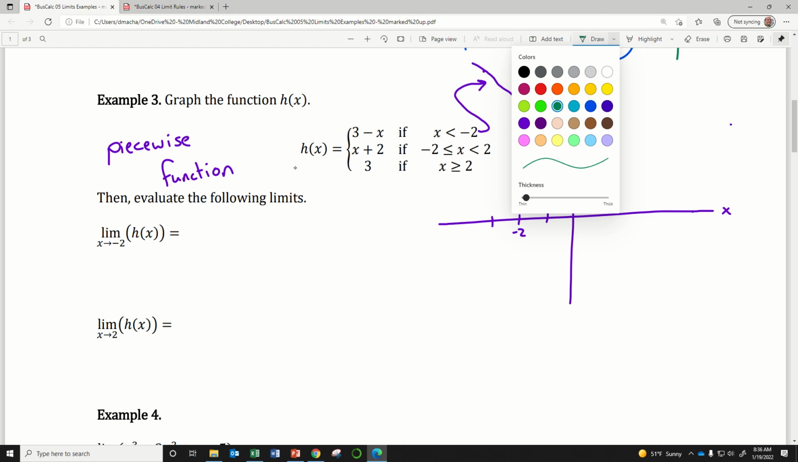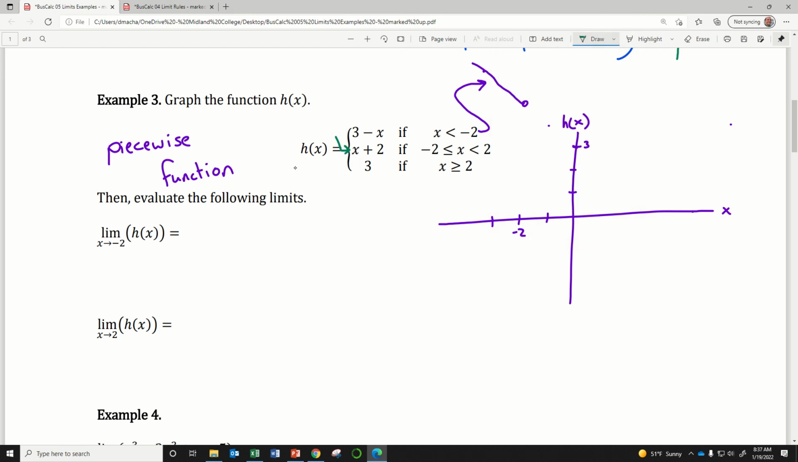And then for my second piece of the function, if x is greater than or equal to negative 2, but less than 2, so here's 2, it's going to follow the rule x plus 2. And so in this case, my y-intercept is 2, and I have an increasing slope to my line this time for x plus 2.